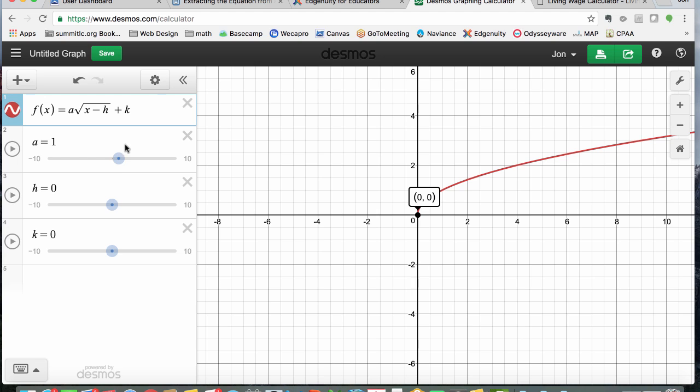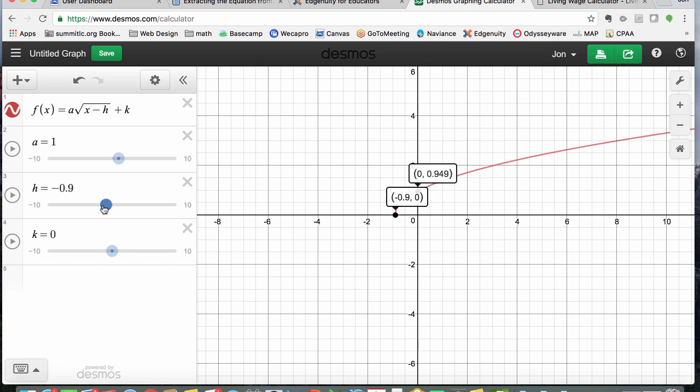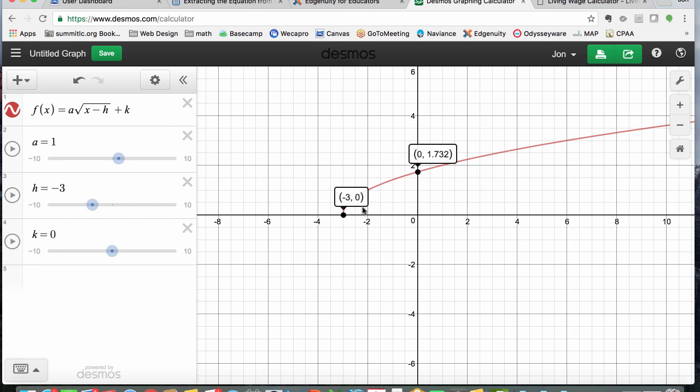So watch what happens now when I move h over. Let's make h 1. So now we have x minus 1, and what did that do? It moved it over 1 unit to the right. Let's make h 2. That moved it over 2 units to the right. We have x minus 2. If I make h a negative number, let's do negative 3. Now it moves it to the left 3 units. So h moves it to the right or left. It does our horizontal translations. So we can really easily tell from the equation, whatever we're adding or subtracting to x, we're moving it to the right or left. And it's telling us the x value that our function starts at.